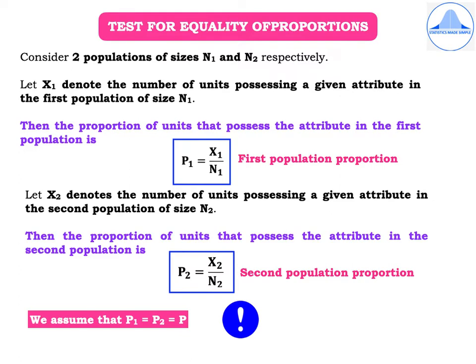Similarly, let capital X2 denote the number of units possessing a given attribute in the second population of size capital N2. Then the proportion of units that possess the attribute in the second population, P2, is equal to capital X2 divided by capital N2, which is also called the second population proportion. An important point to note here is that we assume that both the population proportions are equal, that is, capital P1 is equal to capital P2 is equal to capital P.